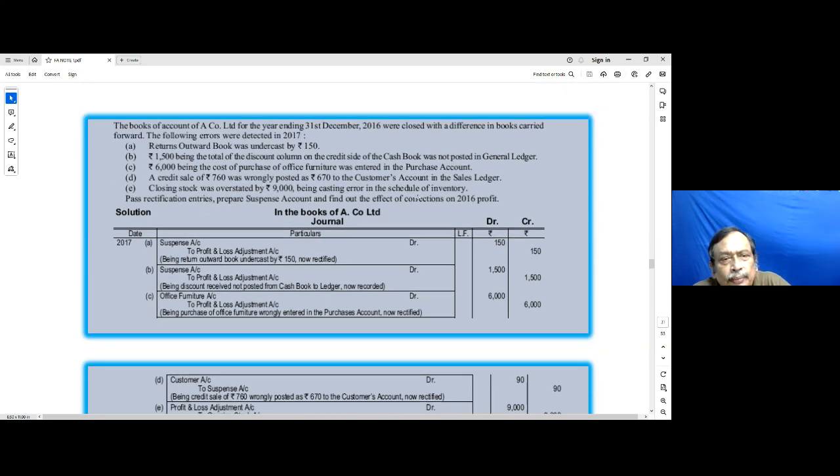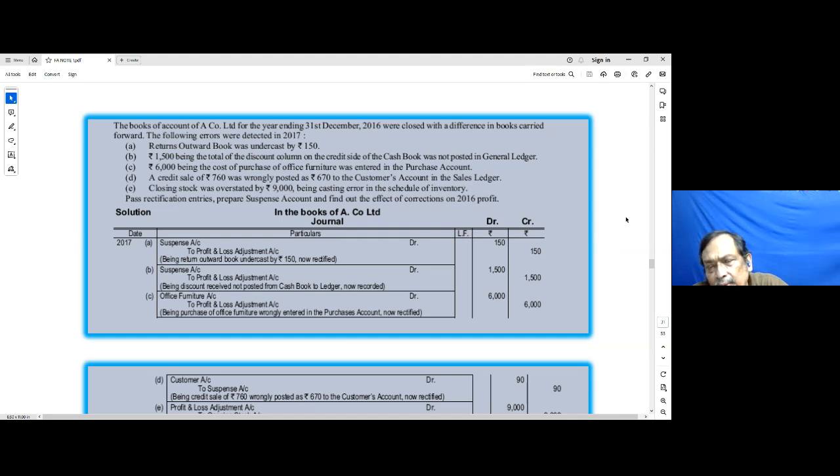Next, rupees 6,000 being the cost of office furniture was entered in the purchase account. Remember, it was a error of principle because when any asset is purchased, office furniture is an asset. Hence, you have to debit office furniture, but wrongly you have debited purchase account. So, in this way, you have reduced your profit.